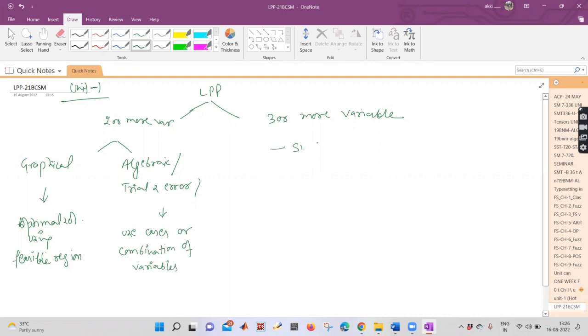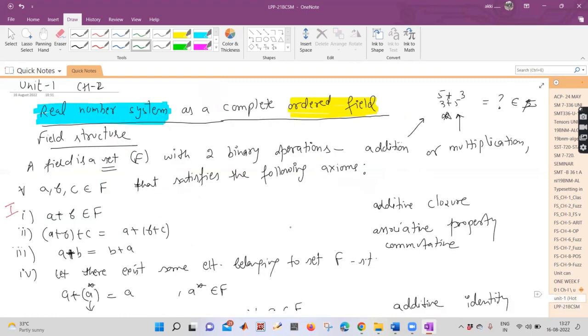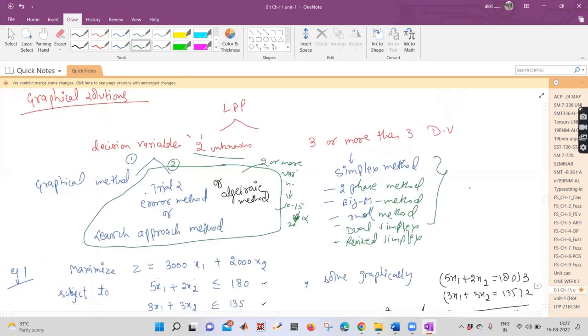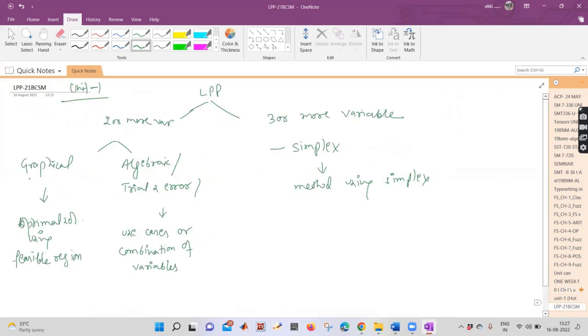In the algebraic method, we use the cases or combinations of variables. Here we have simplex and various other methods using simplex. So all those which I told you earlier are derived from simplex only. Not much difference. All right, so first we are starting with this one.